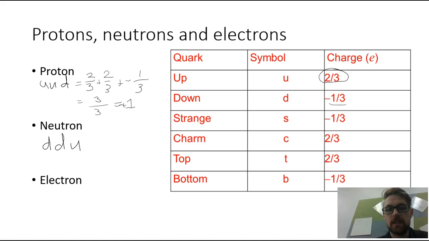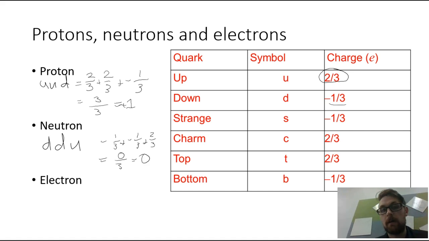And a neutron is a down, down, and an up. So minus 1/3 plus minus 1/3 plus 2/3. So negative a third plus negative a third is negative 2/3, plus positive 2/3 equals 0/3, which is 0. So a neutron is neutral.